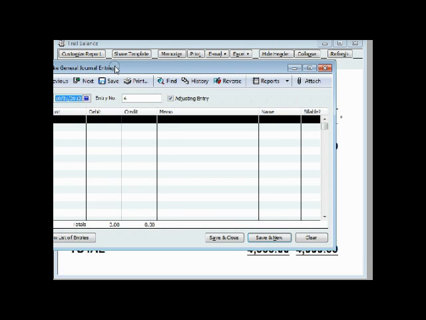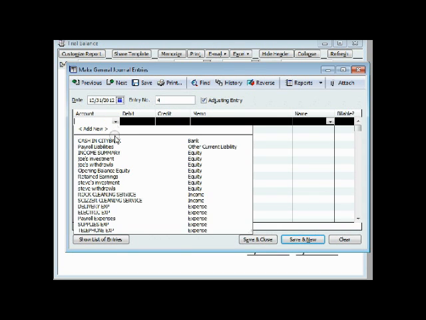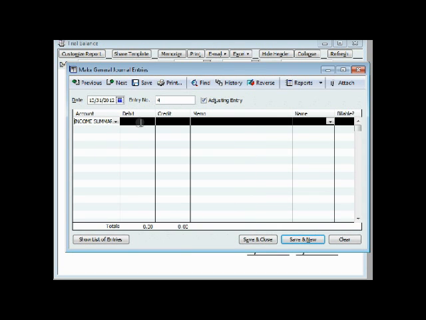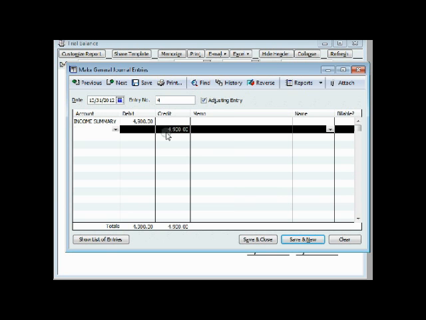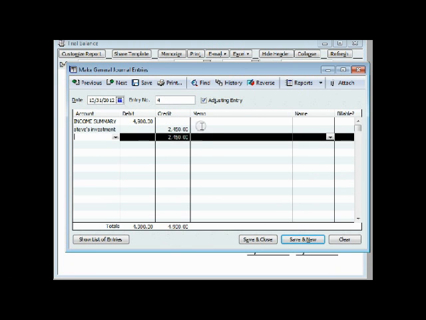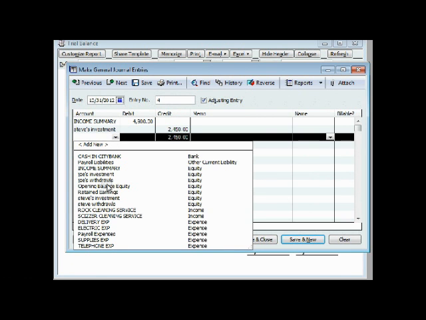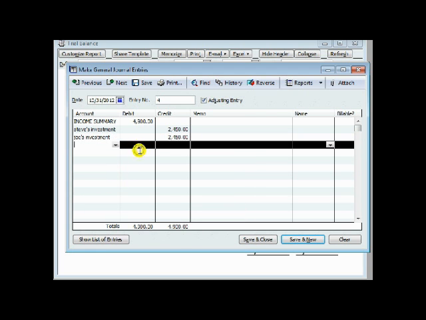Company, make general journal entry, and it's very simple. Income summary is a credit of $4,900, so we have to debit income summary to make it 0. Okay, Steve's investment gets his share of the net income, which is half, and then the computer knows the balancing half is the amount remaining to balance the debit and credit, and then it goes down here to Joe's investment, and that's how you distribute the income.